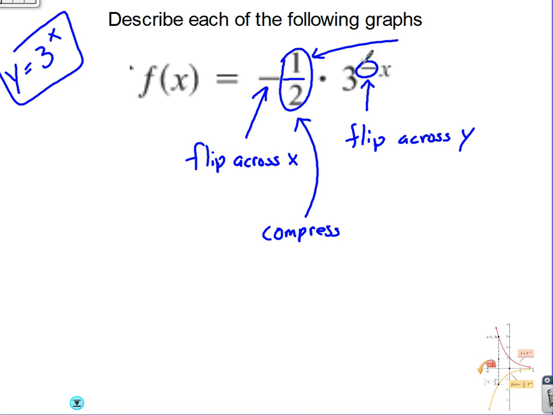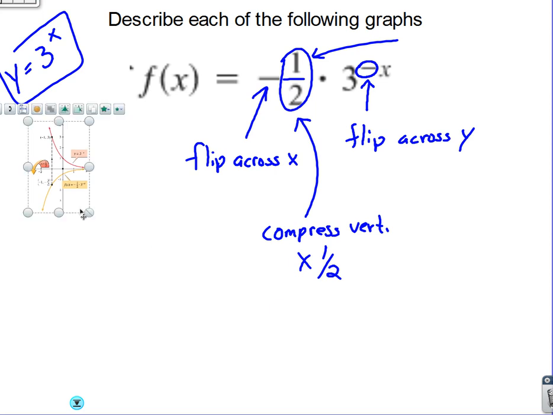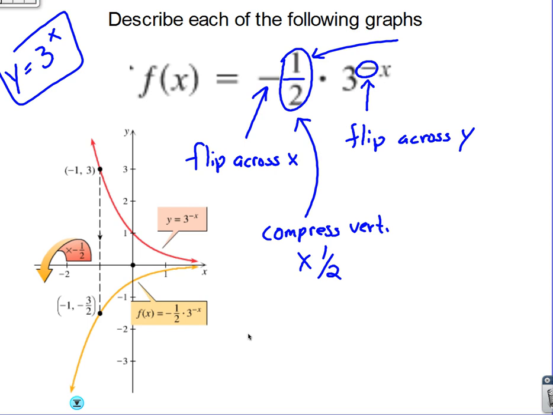Again, since it's not with the x, it's going to happen vertically times a 1/2. So it's going to make it half as tall. We'll make it short and chunky. Here's your transformations. If you want to start with 3 to the x, it would look like this. So there's 3 to the x, and then when you did the 3 to the negative x, it flipped it over here. Then when you tacked on that negative 1/2, it shrunk it, made it shorter, and it flipped it down here. So there's an example of y equals negative 1/2 times 3 to the negative x.